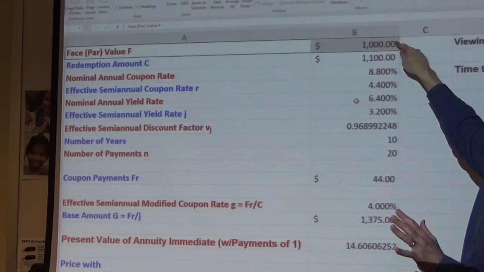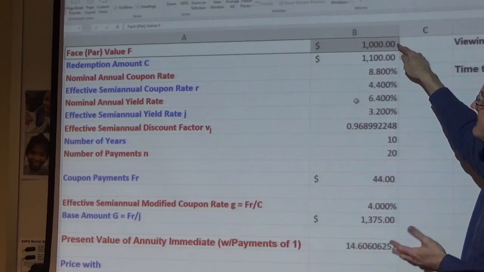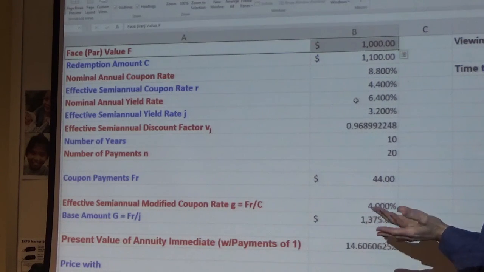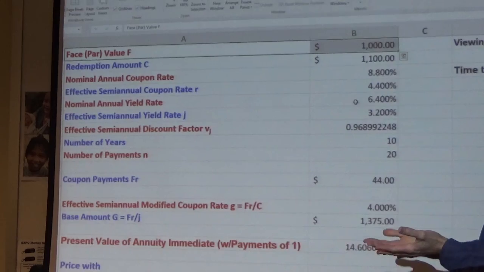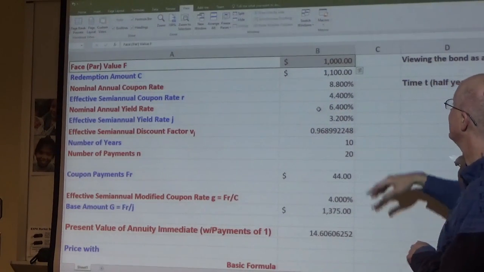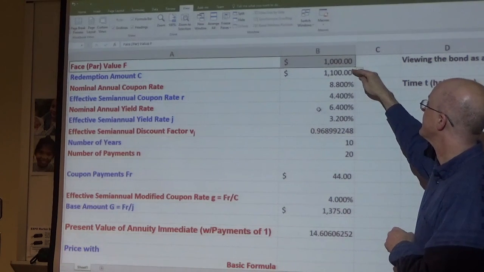Again, the face value is not the purchase price. That's maybe a point of confusion for people. The face value is just the amount that it says on the bond. And if it says it on the bond, why would F and C be different? Okay, but evidently they sometimes are. So for the sake of interest, we're going to make it different here.